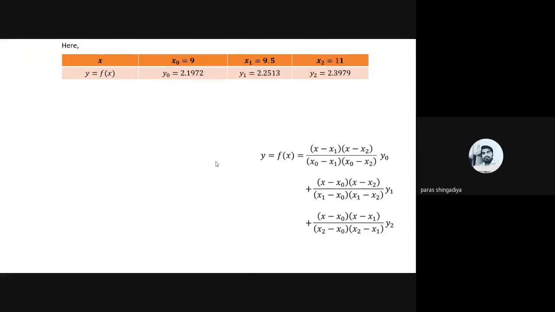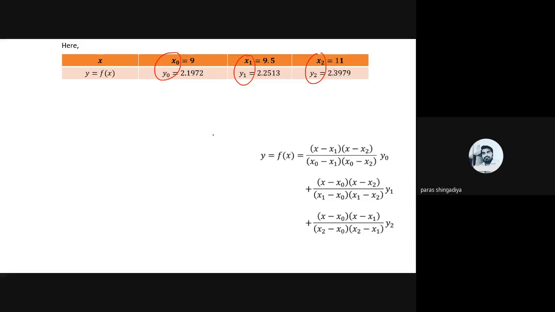So the data we have: x0, that is the first value 9, x1, that is 9.5, x2, that is 11, y0 is 2.1972, y1 is 2.2513, and y2 is 2.3979. So these values are given in this question. You can also mention the notation here if it is required, otherwise you can directly consider that first is x0, second is x1, third is x2, and those are y0, y1 and y2. So in this formula you have x minus x1, x minus x2, and the denominator x0 minus x1 and x0 minus x2 into the y0. So replace these values.